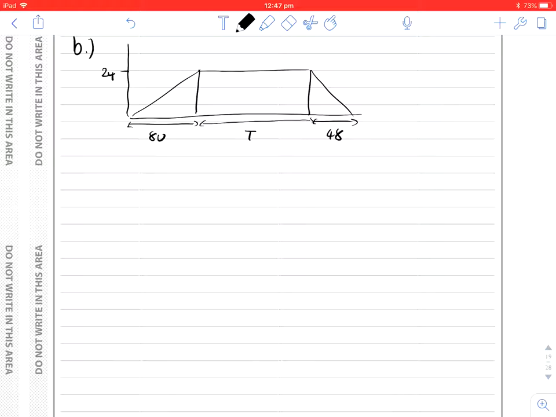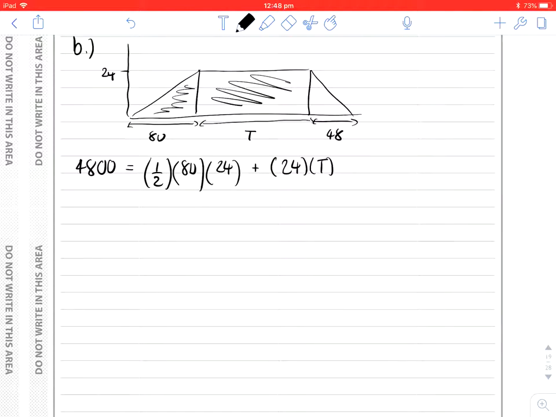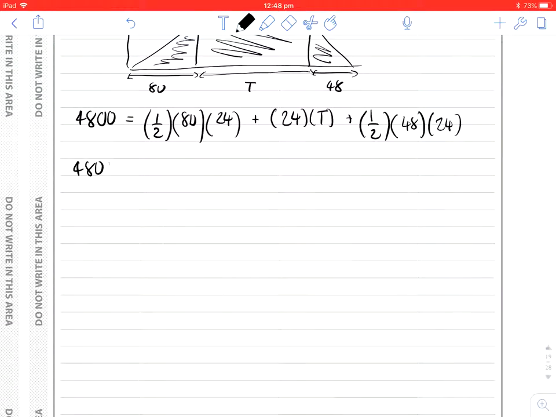So what we know is that the total area under the graph is 4,800 meters because that's the distance traveled, and that is equal to a half times base times height for the triangle here, add 24 lots of t for the rectangle here, add a half times the base, which is 48, times the height, which is 24, for the end triangle here. So therefore we have 4,800 equals 960, add 24t, add 576.